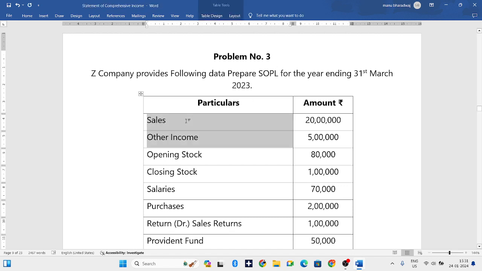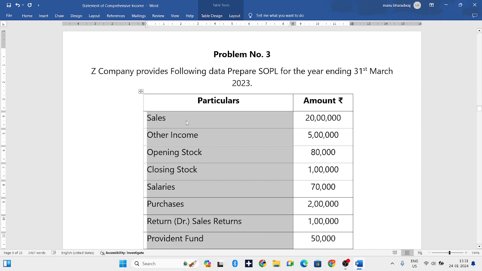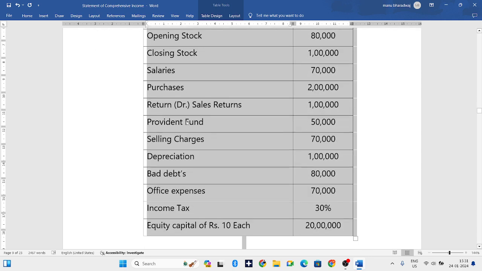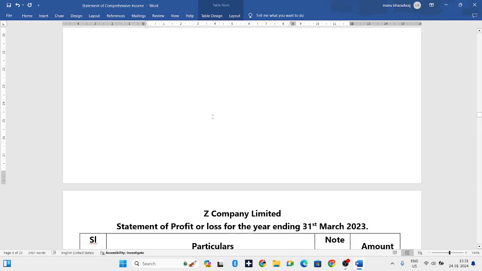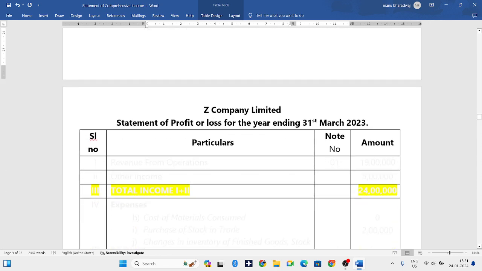So they have given sales, other income, opening stock, closing stock, salaries, purchases, returns (in bracket they have given debit, debit means sales returns). Next, provident fund, selling charges, depreciation, bad debts, office expenses, income tax rate at 30%, and equity capital of 10 each. Using this information, we have to prepare a statement of profit and loss account.